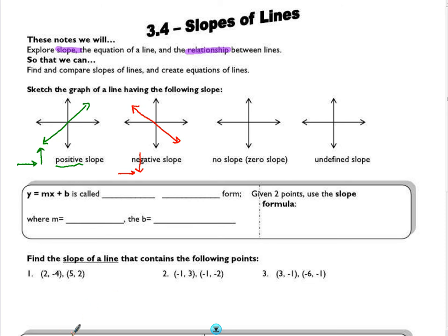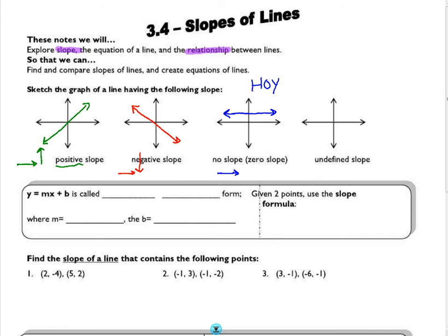No slope, also called zero slope, is when as I move from left to right, it doesn't move up or down. Anytime I have a horizontal line, that's a line with zero slope. You may have heard this called HOY. HOY is a little acronym for horizontal line, zero slope, y equals a number. So we have a positive slope, a negative slope, and a zero slope. We're going to use the word HOY to remember that.